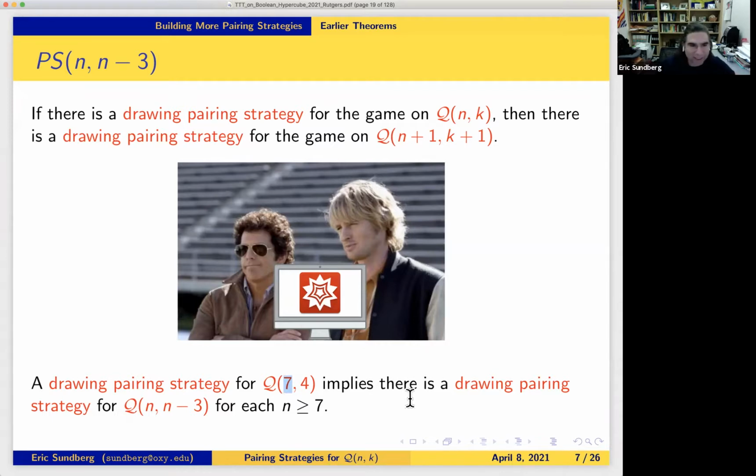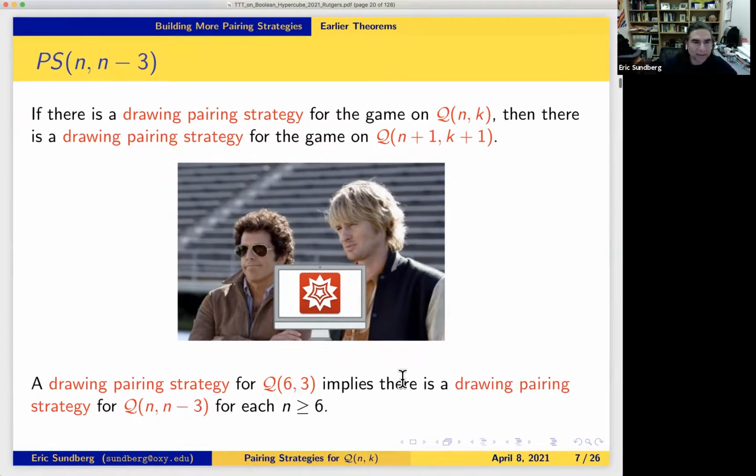We worked a little harder with Mathematica. We were able to slightly improve that. We found a pairing strategy for the Q(6,3) game. And all that didn't change this result over here because it's still a gap of 3, but we did get the starting value down by 1, down to starting at 6. And then using similar approaches to finding our pairing strategy for the Q(6,3) game, we found a pairing strategy for the Q(8,4) game, which gave us the n-4 result. And then lastly, for the Q(10,5) game, and because of that gap of 5, we got the pairing strategy for the Q(n,n-5) game for each n greater than or equal to 10.